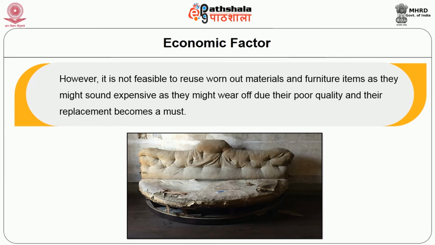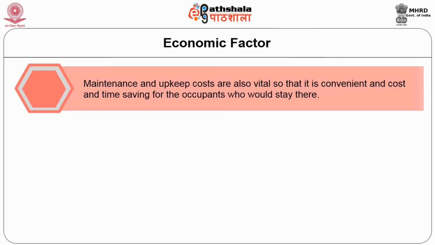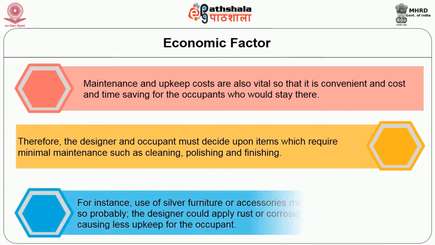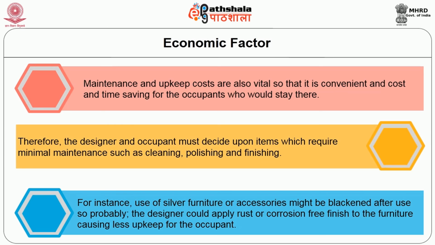However, it is not feasible to reuse worn-out materials and furniture items, as they might wear off due to their poor quality, and the replacement becomes a must. Maintenance and upkeep costs are also vital so that it is convenient and cost and time saving for the occupants who would stay there. Therefore, the designer and the occupant must decide upon items which require minimal maintenance, such as cleaning, polishing and finishing. For instance, silver furniture accessories might blacken after use, so the designer could apply a rust or corrosion free finish to the furniture, causing less upkeep for the occupant.